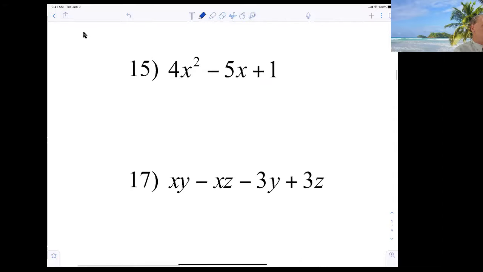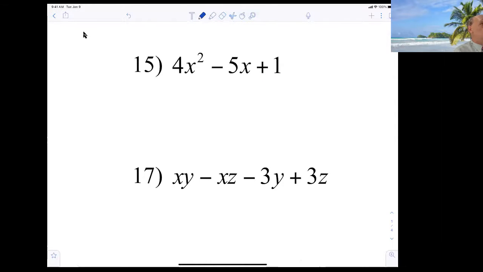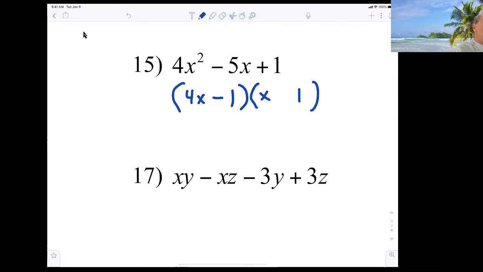Is there a GCF on number 15? No, it's just normal. So now I want to make 5. So do I break 4x down to 4 and 1 or 2 and 2? 4x and x, because I'm trying to make 5. Now the only factors of 1, and I need it to be negative, so they're both negative.